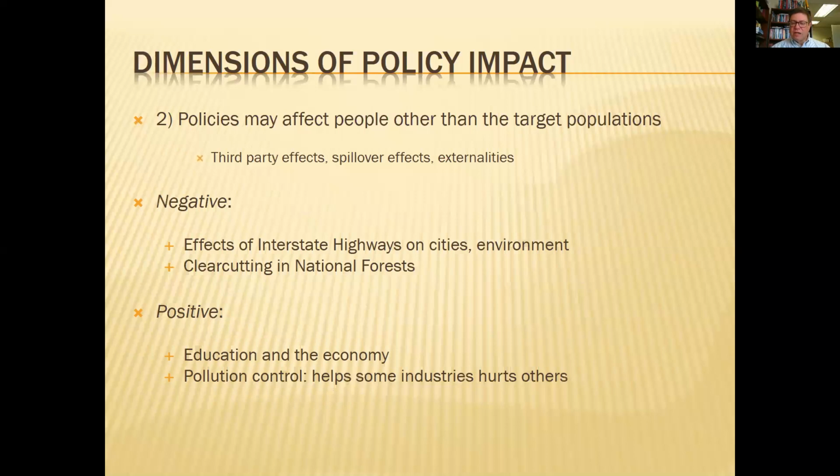Another example of negative consequences is we've had policies in the past of allowing people to clear cut forests, particularly in the national forests on government land. And there are a number of externalities or spillover effects that this has on the environment. One is it affects watersheds, and we see much more flooding in watersheds. As a consequence of that, it hurts the ecosystem.